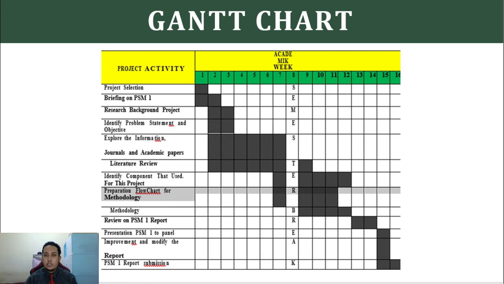Thank you. For the Gantt chart, for the first week, I did project selection and my supervisor Puan Bahira briefed me on PSM1. For the second week, I did some research on the project background and identified the problem statement and objective. For week 3 until week 7, I explored information from journals and academic papers and did some literature review. I also identified the components used in this project. For week 9 until week 12, I did the methodology chapter. And for the last week, I did some improvement and modified the report.